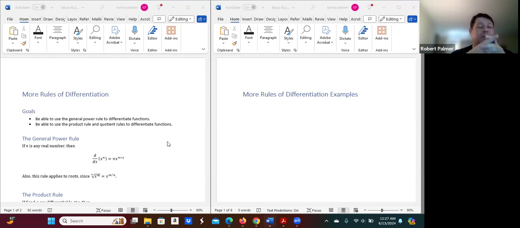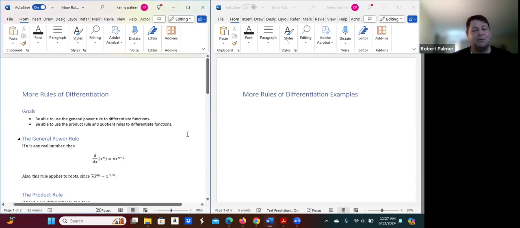So if you saw my previous video on some of the basic rules of differentiation, today we'll take a look at a few more rules. Our goals today: we'll mainly use three rules. One is called the general power rule. Make sure you can use that to differentiate functions. And also use the product rule and quotient rule when we have more complex functions that you need to take the derivative of.